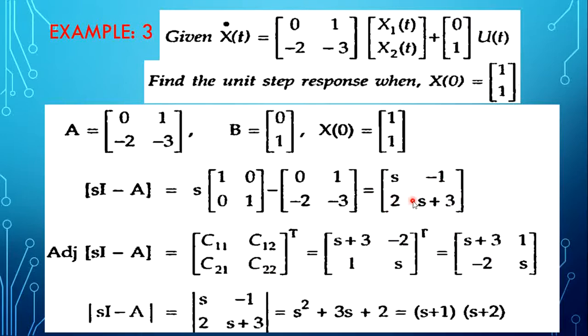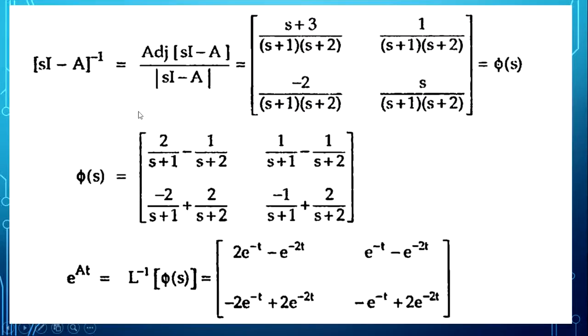To determine the adjoint matrix, first interchange the values on the first diagonal. Here s plus 3, here s. For the second diagonal, interchange only the sign. Then calculate the determinant of sI minus A. Then (sI minus A) inverse is the adjoint matrix divided by the determinant. This matrix is called phi of s, the (sI minus A) inverse matrix.